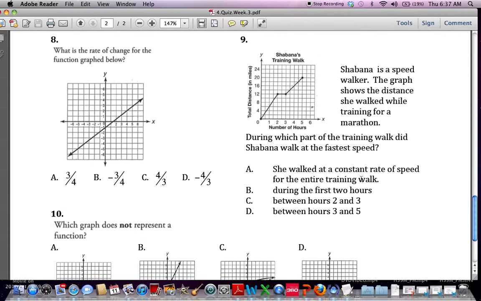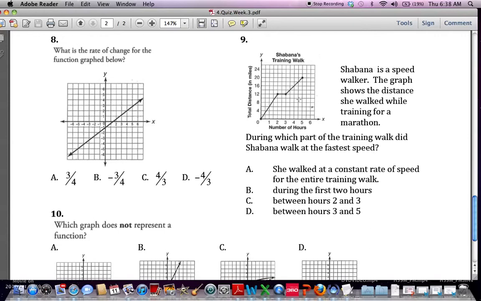Number 8, what is the rate of change for the function graph below? Remember, rate of change is just another word for slope. So look at this line here. What's the rate of change for this line that's graphed? Okay, and here's your choices.